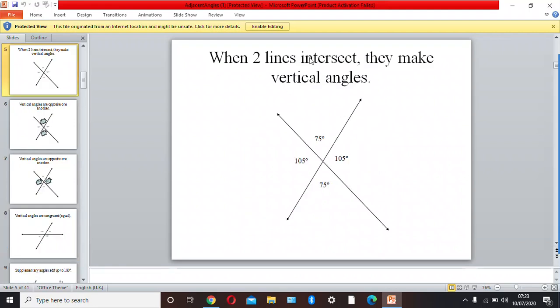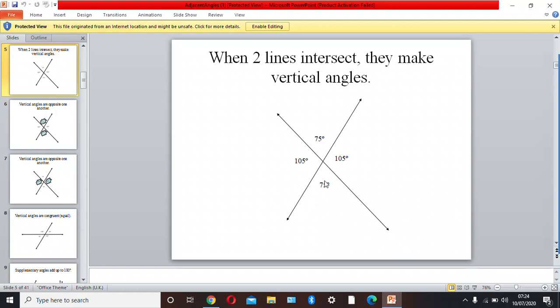Then when two lines intersect, that is when two lines cross, forming like a multiplication sign, this is the point of intersection where the two lines meet. They make vertical angles. Some textbooks call them vertically opposite angles. Some call them vertical angles. That is when two lines intersect, the angles opposite each other are called vertical angles or vertically opposite angles.